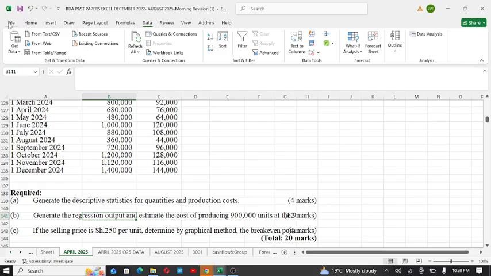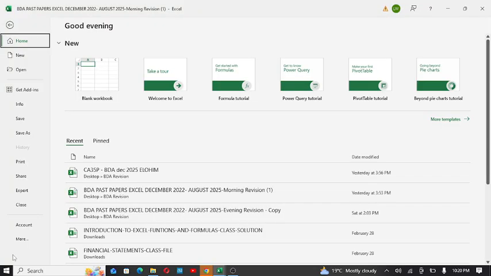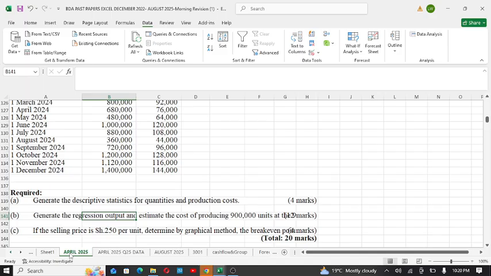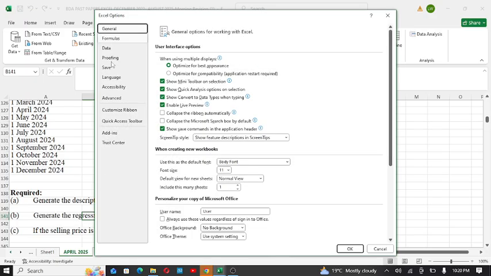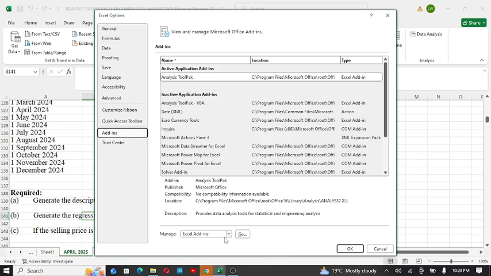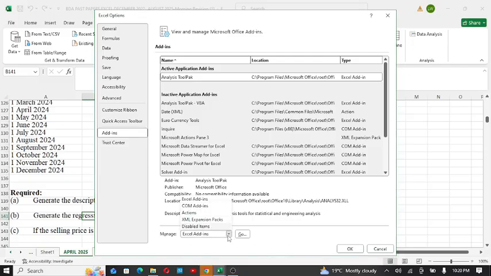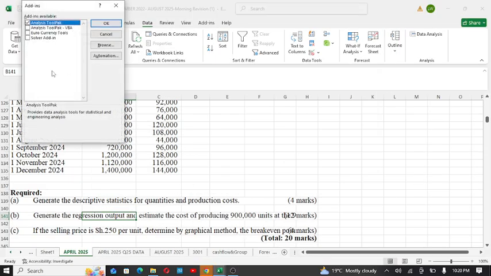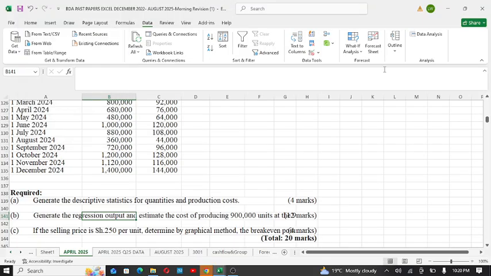Just come here under file, then tap more, then tap options, then under options come to add-ins. Under add-ins make sure it is written Excel add-ins. It should be Excel add-ins, then go, and then make sure analysis toolbar is ticked, then click OK. Then if you check under data, data analysis will be activated.